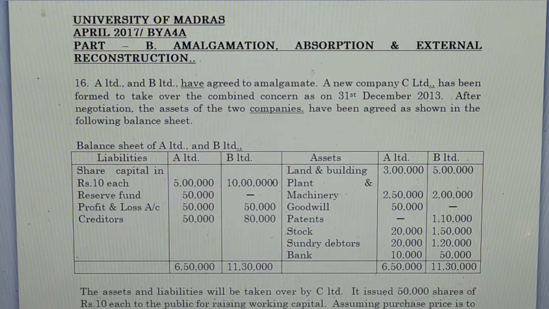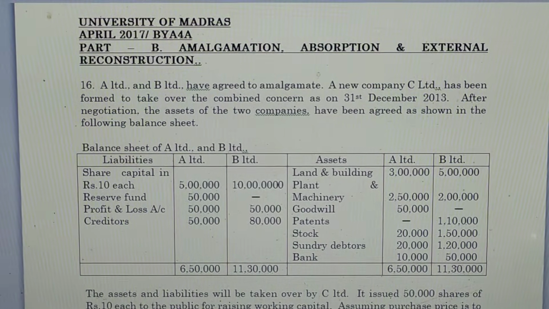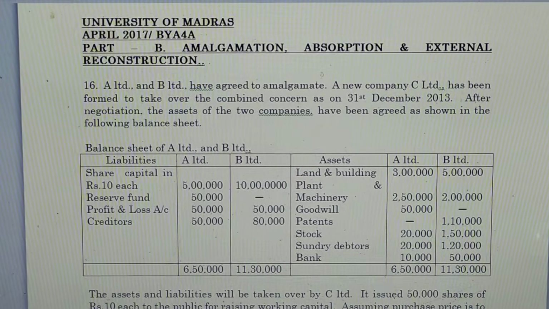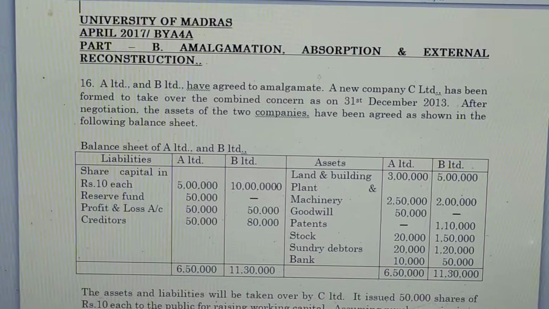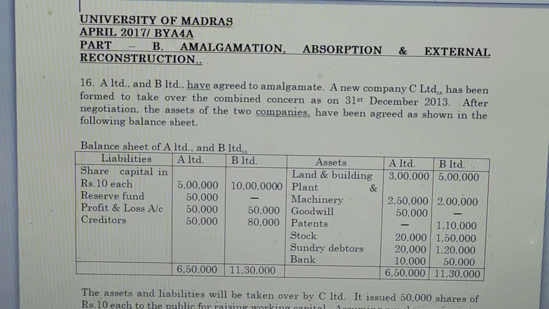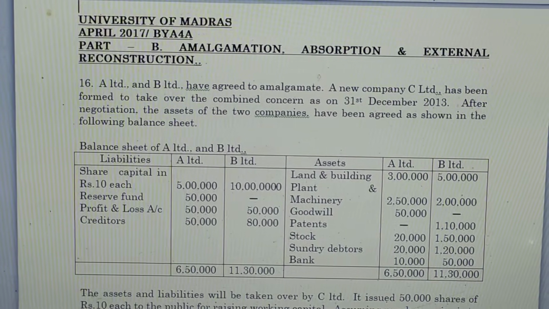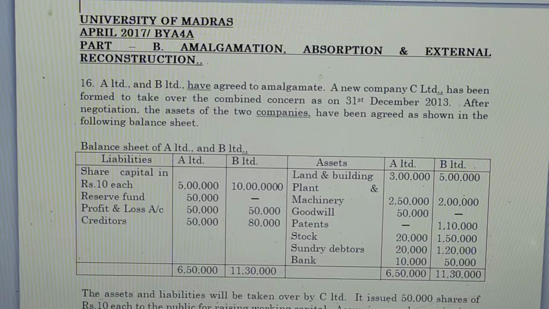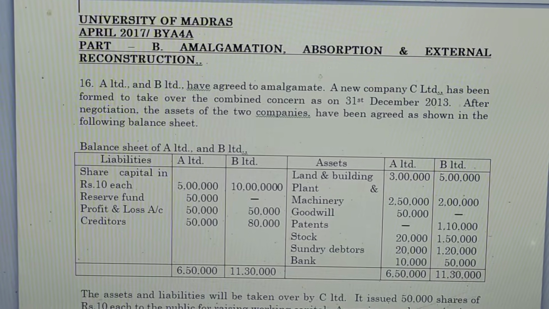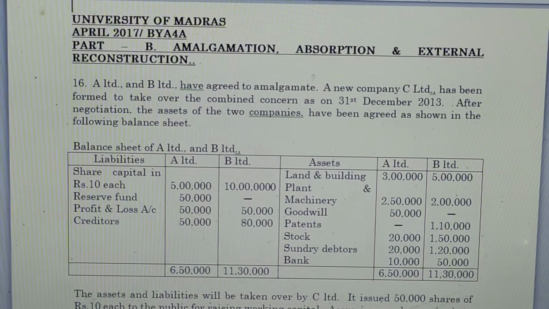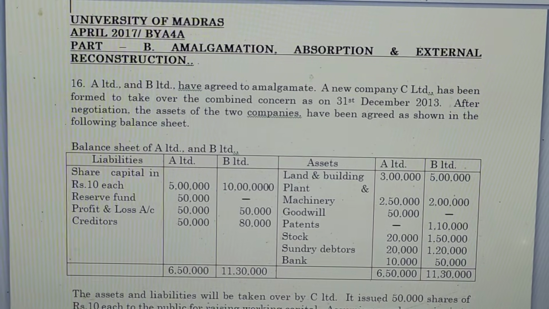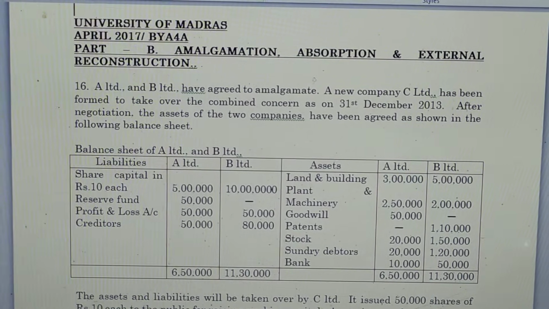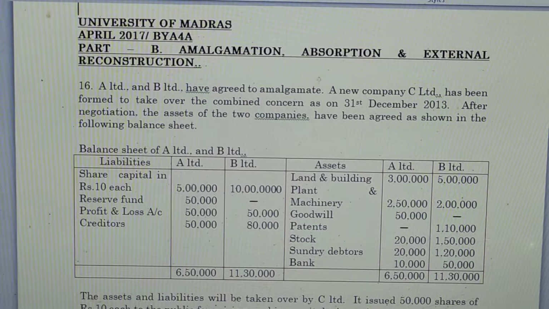Hello everyone, we are going to discuss the previous year question of Corporate Accounting 2 from University of Madras. In April 2017, Part B, the subject code is BYA4A. The question number is 16. This question's chapter is amalgamation, absorption and external reconstruction. Let me read the question.